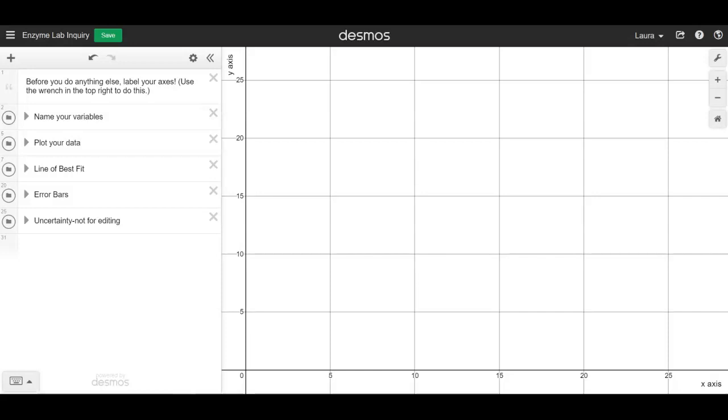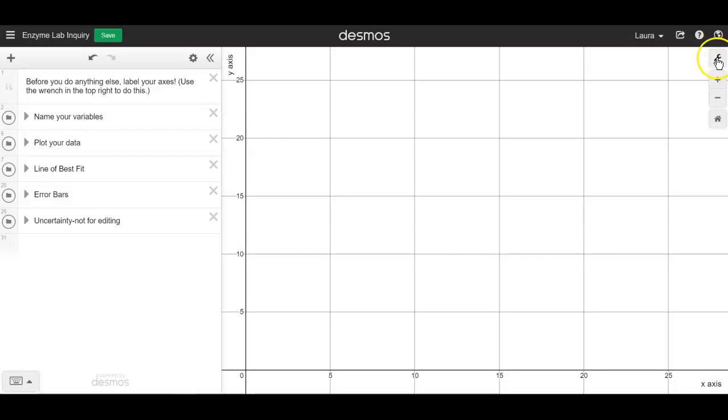We're going to walk you through how to use Desmos to graph your data for pH, and then you'll be going through the same process when you collect your own data for the Enzyme Lab. So the first thing we need to do is label our axes.